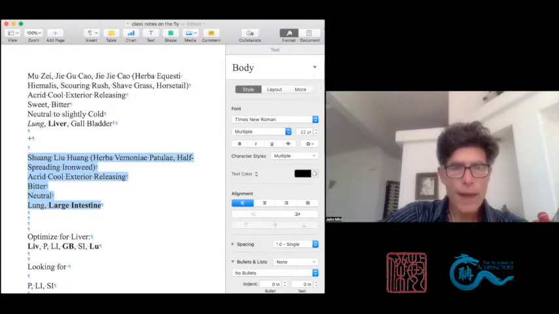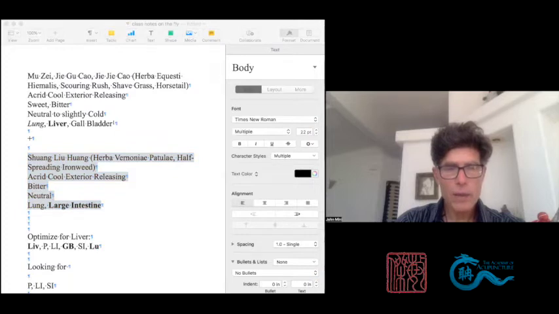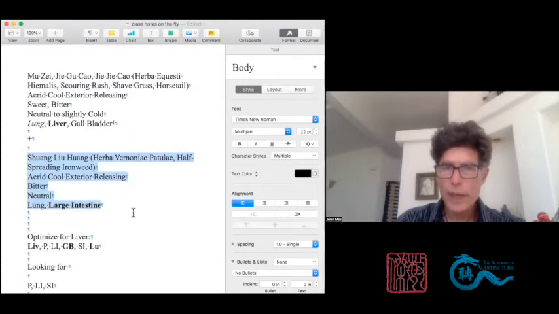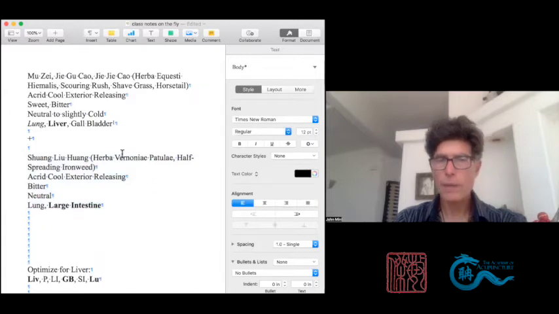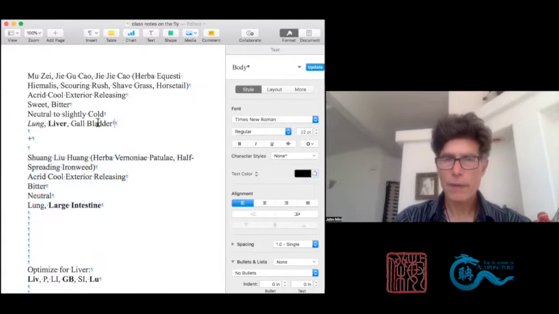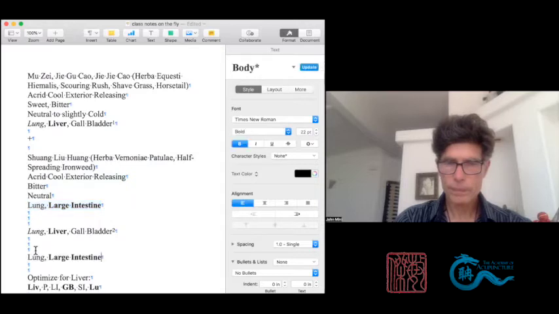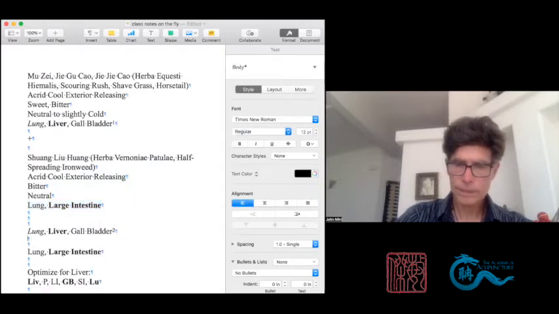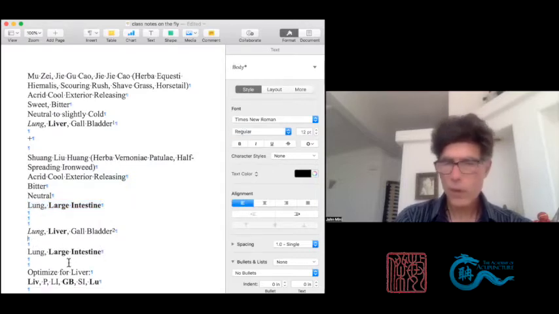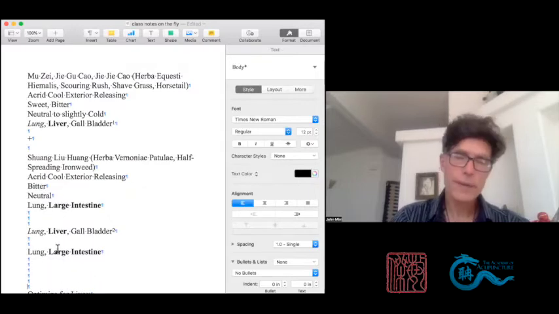So if we added the Muzhe plus the Shuang Liu Huang, that would give us a truss that looks like this. Well, it's going to give us not a truss, but a combination. We might be able to make a truss. Looks like we'll probably be able to. Okay, let's see.